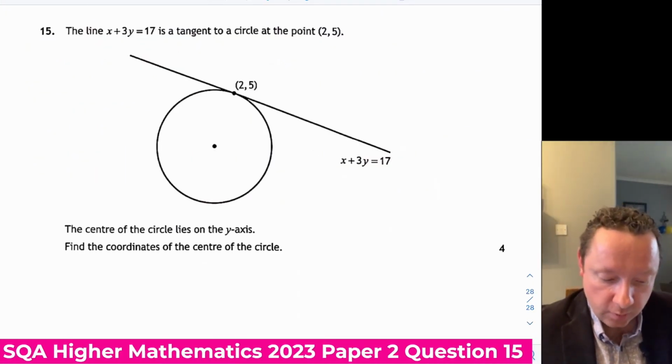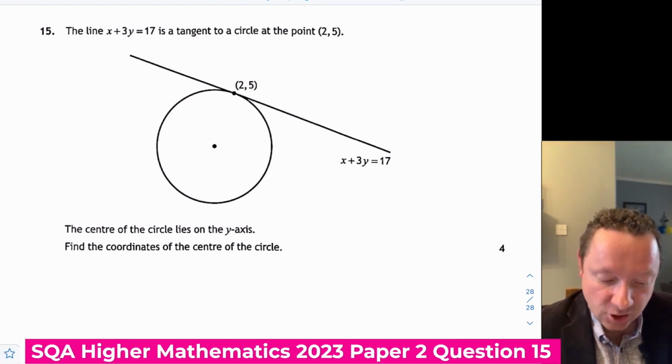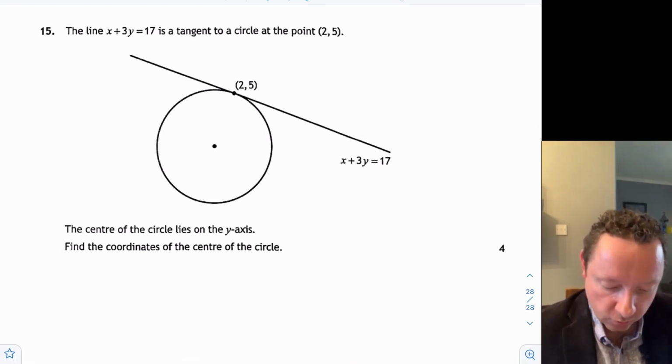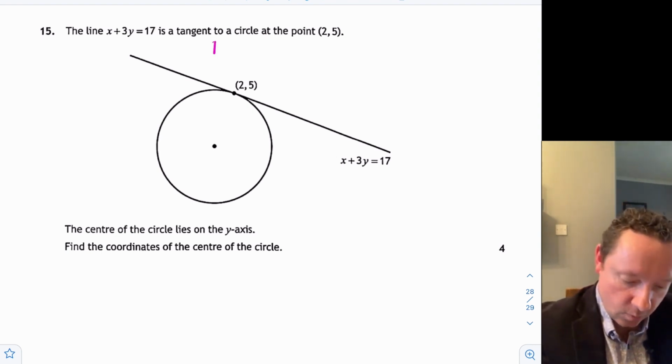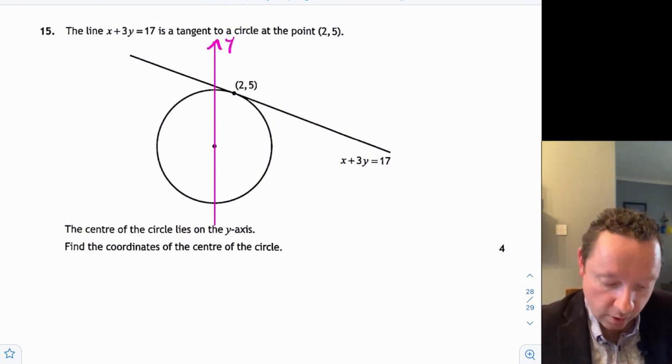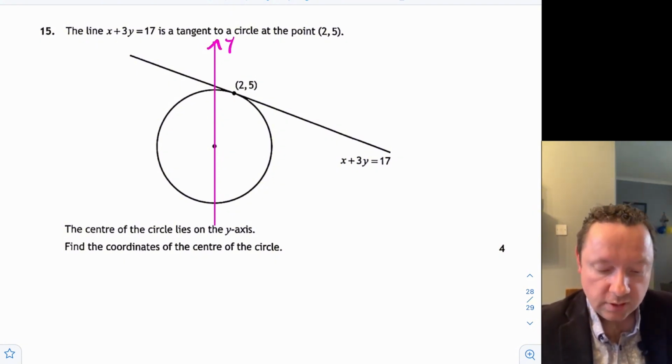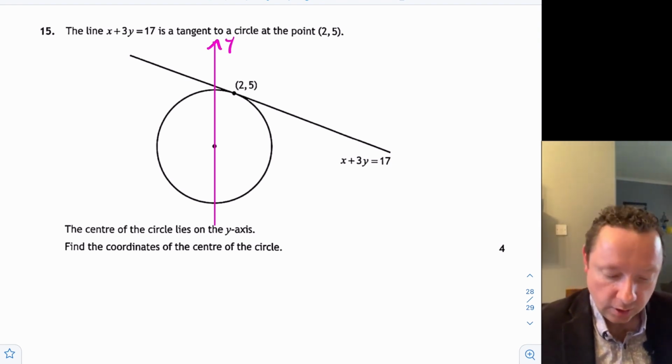Maths 2023, paper 2, question 15, the last one. The line x plus 3y equals 17 is a tangent to a circle at the point (2, 5). It also says the centre of the circle lies on the y-axis. So if we imagine this is the y-axis here, somewhere that centre is on that y-axis. Now it asks us to find the coordinates of the centre of the circle. This is quite a tricky one, but let's start dealing with it.